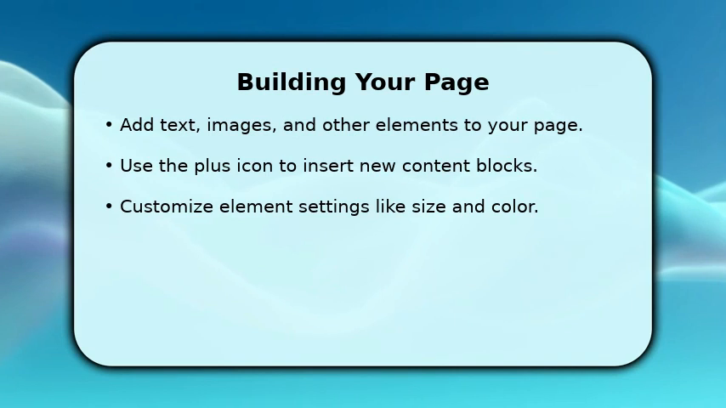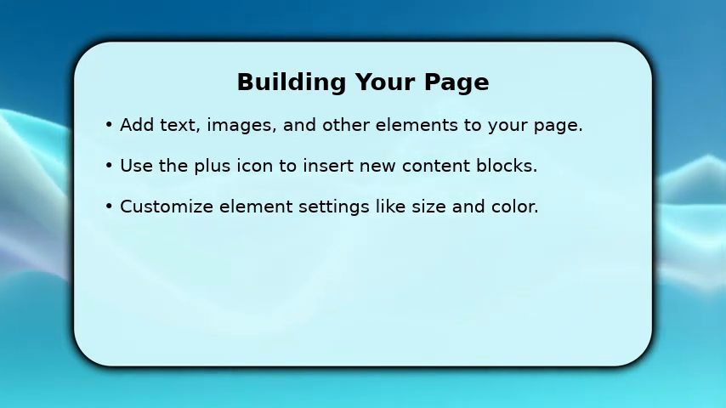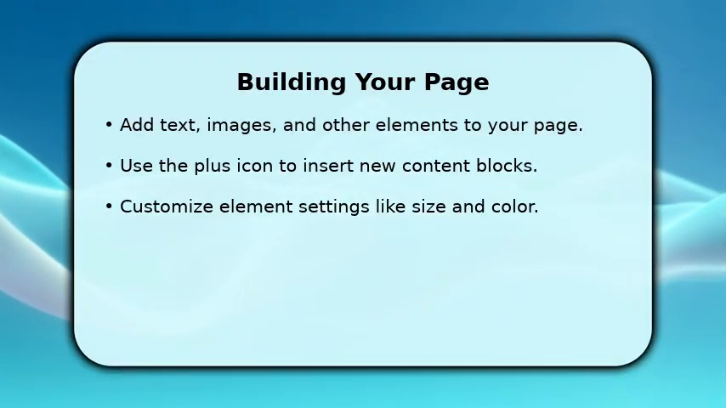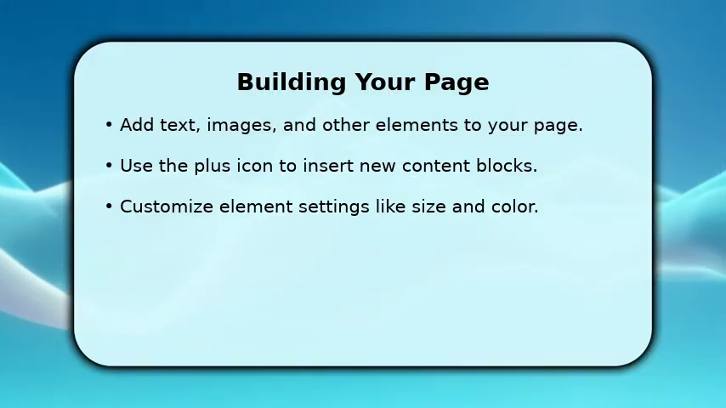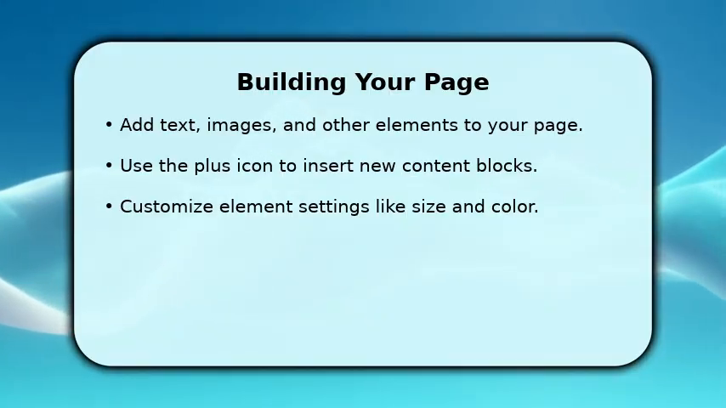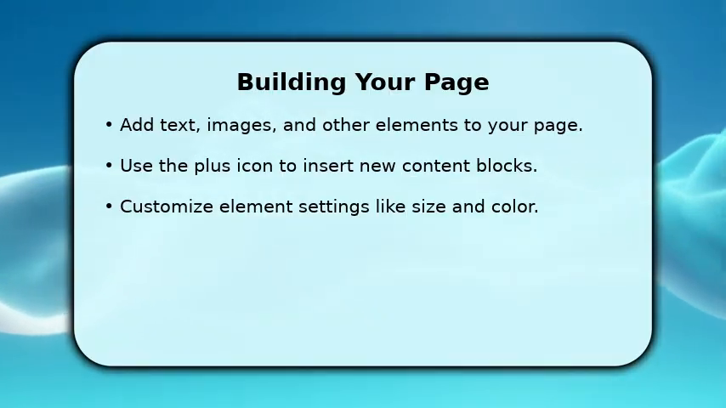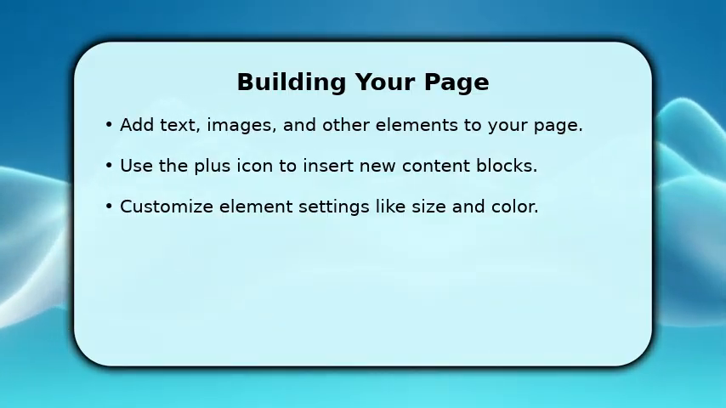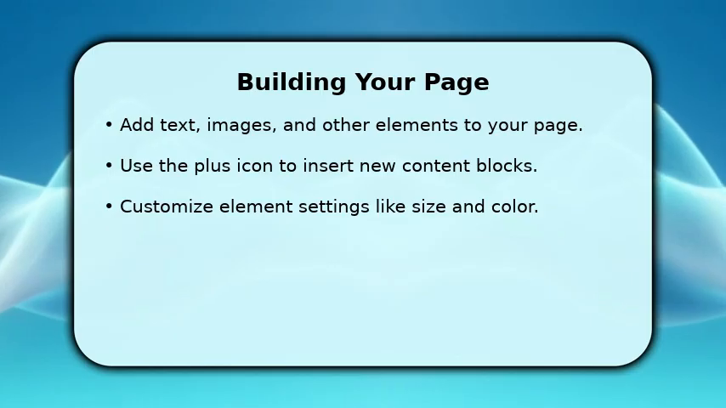Now, let's start adding content to your CAD. Look for the plus icon, usually located at the bottom or side of your screen, to add new elements. You can choose from text boxes, images, videos, buttons, and more. After adding an element, click on it to access its specific settings. Here, you can adjust its size, position, colors, and fonts to match your desired aesthetic.